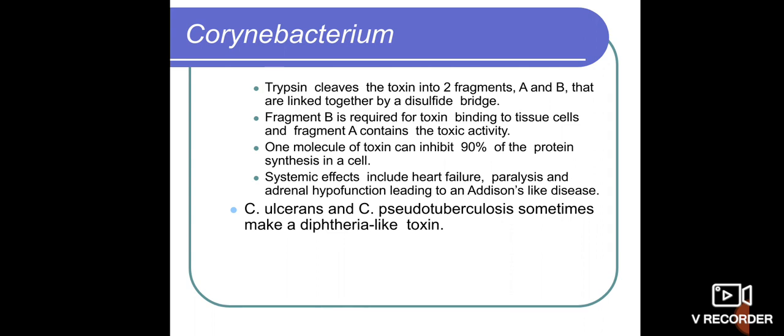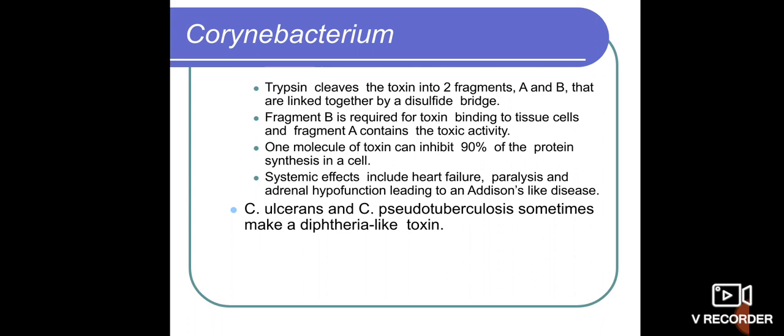Now, properties of the toxins. The diphtheria toxin is a protein that has a molecular weight of 62,000. It consists of two fragments, called A and B. The molecular weight is about 24 and 38, which means the molecular weight of A is 24 and B is 38.